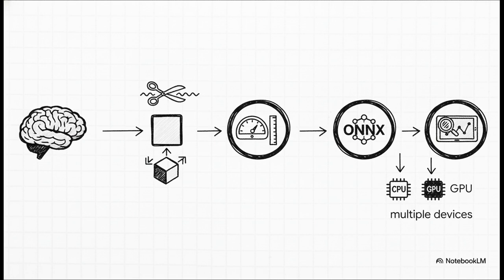Once you're happy, you use a tool like ONNX to make it compatible with everything. Then, for that extra kick, you use a hardware-specific tool like TensorRT for maximum speed on a GPU. And finally, once it's out in the wild, you have to monitor its performance. It's a full life cycle.